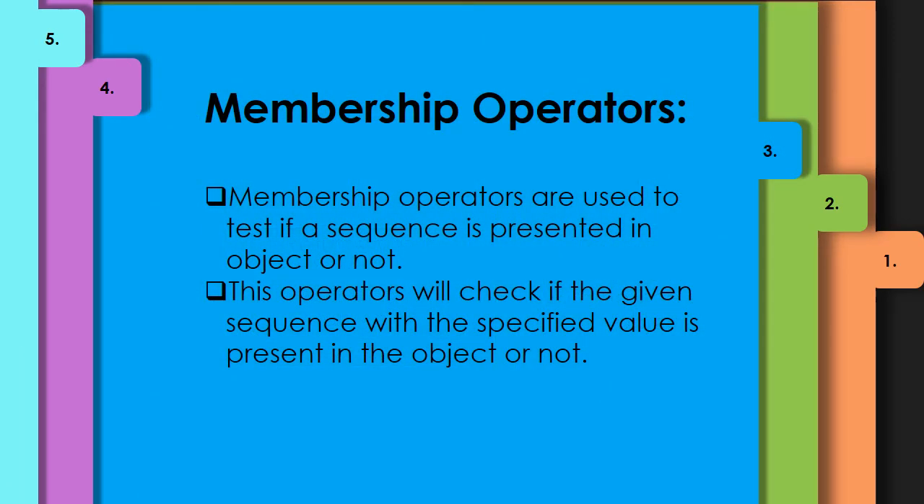Now membership operators. Membership operators are used to test if a sequence is present in an object or not. These operators will check if the given sequence with the specified value is present in the object or a variable or not. It means the given series or a list or string is present in the original string or a list.